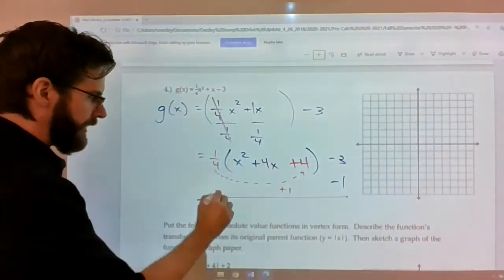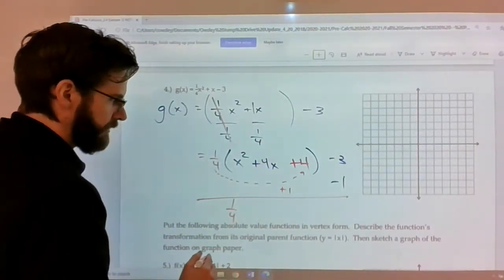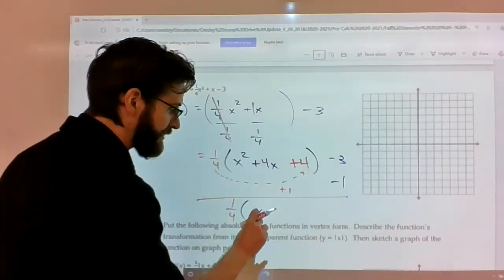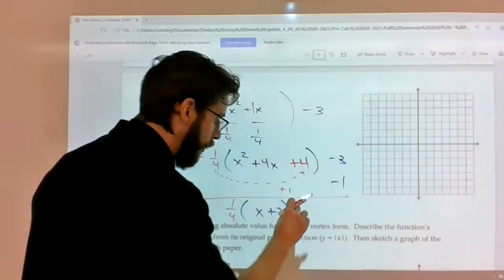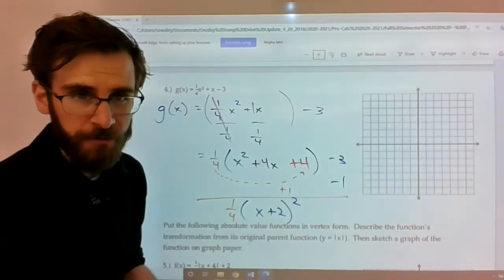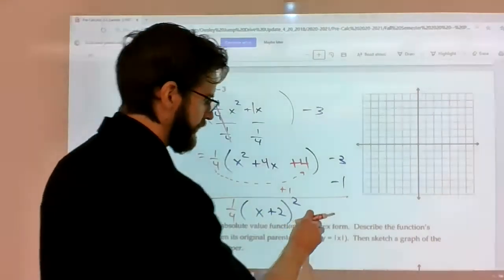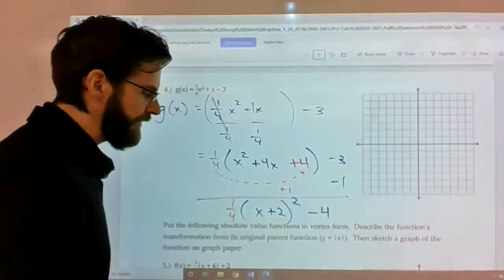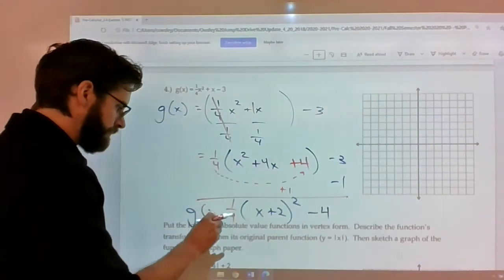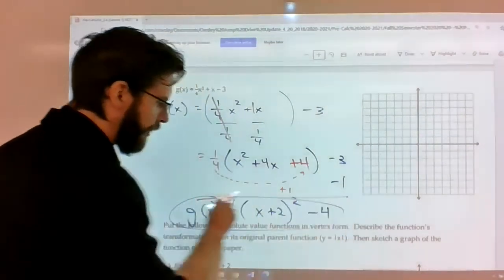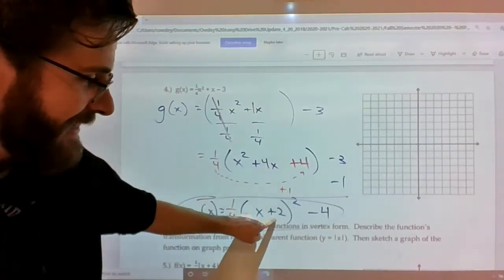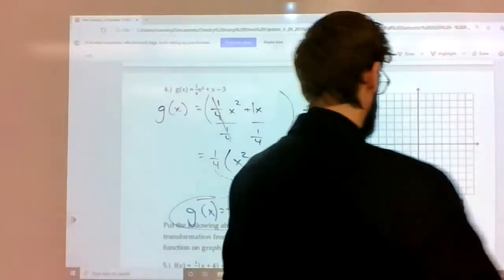So now you've got 1/4 times x, cut it in half, squared. Remember, that's a shortcut for factoring a perfect square trinomial. And then -4. So this is the vertex form of the parabola. We've got a vertex at -2, -4.